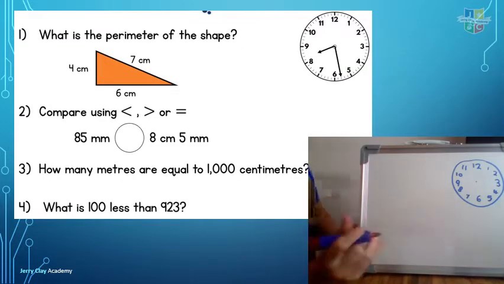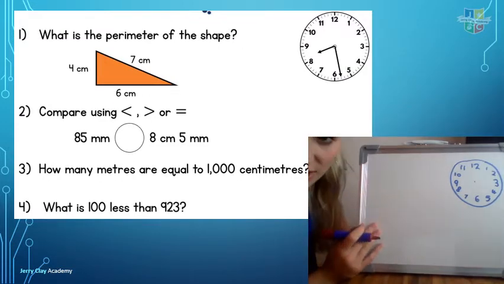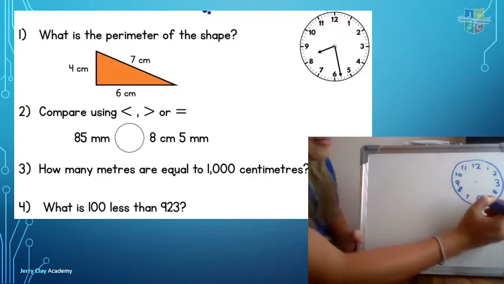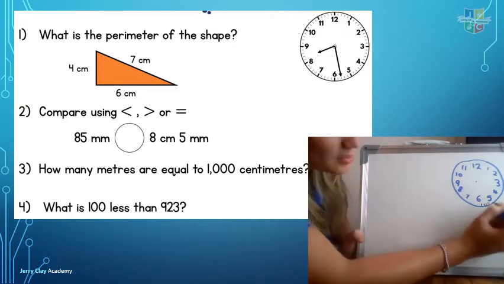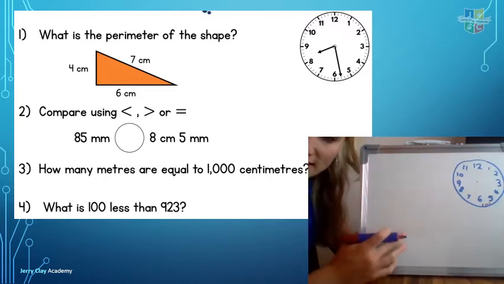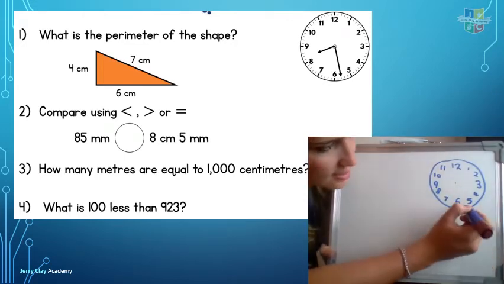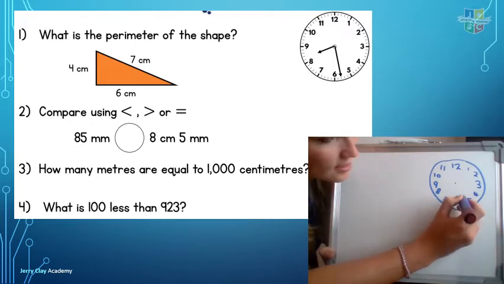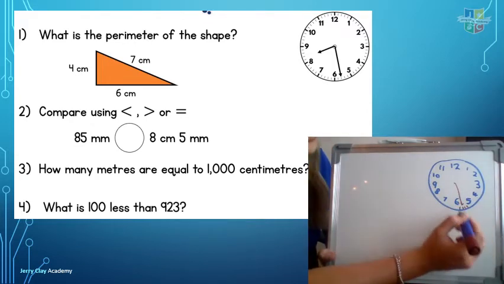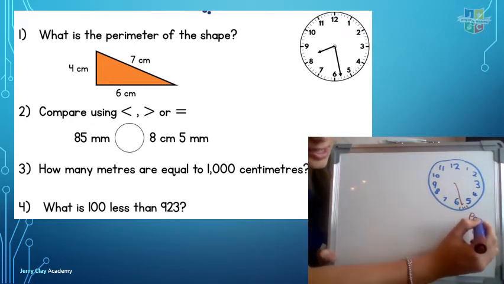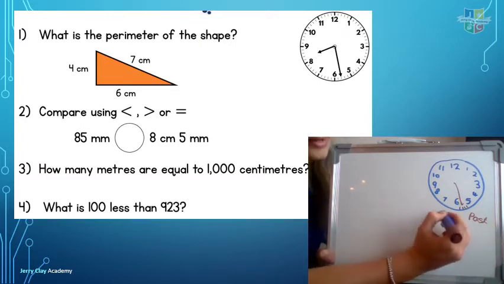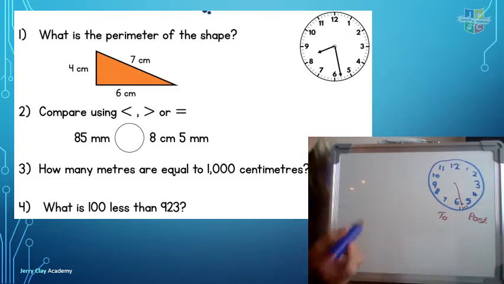So let's look at number 1 then, or even the clock. So the minute hand is obviously the longest hand. Now the minute hand isn't on the numbers, it is on the little lines. Now remember, the little lines are minutes. So it is just on the second one before it gets to the 6. Now because it is before the 6, we obviously know that this is going to be past, whereas this side is going to be to. And I can count from my 12 and see how many minutes past.